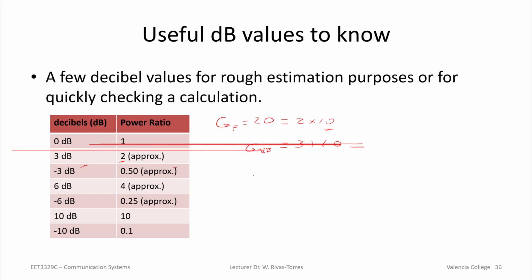So let's say gain power in dB equals 3 plus 10, which equals 13 dB. You could do this as 10 log 10 of 20. And if you do it, you're going to get the same result, which is 13 dB. Okay?